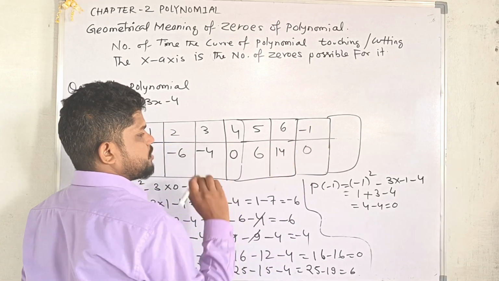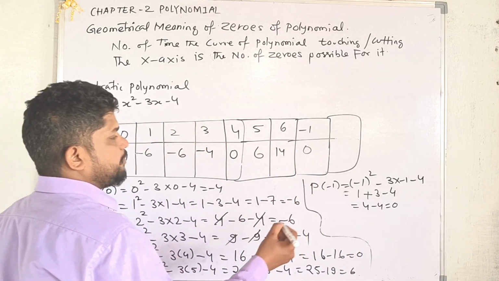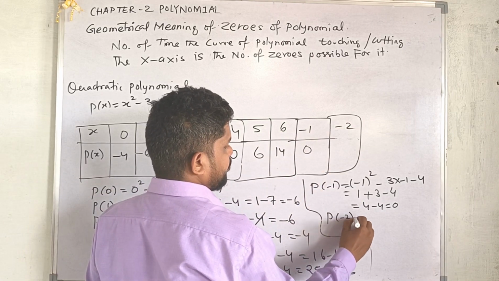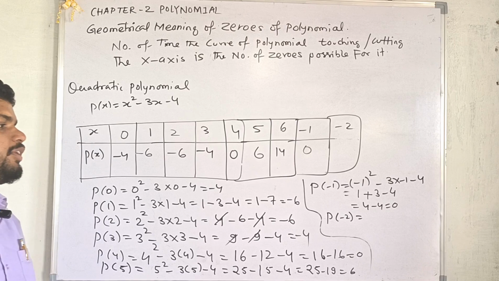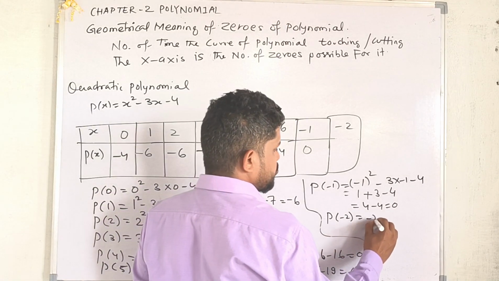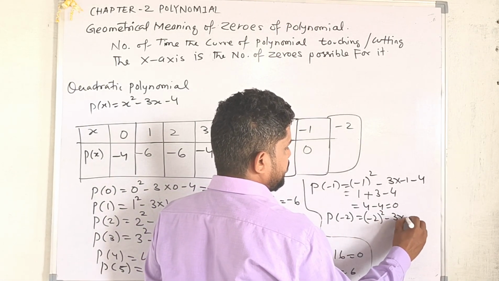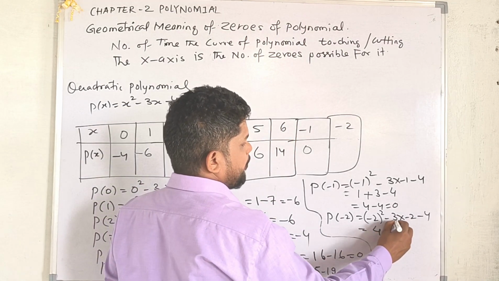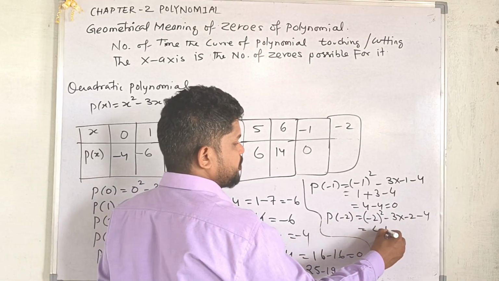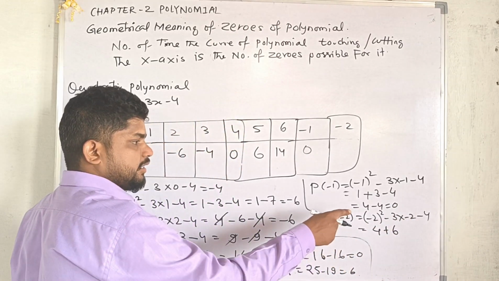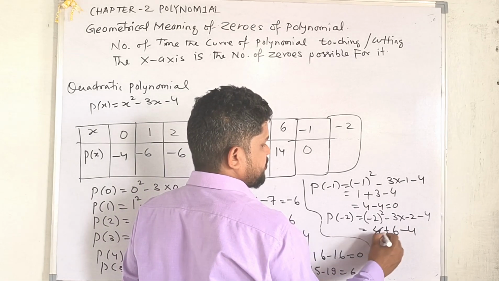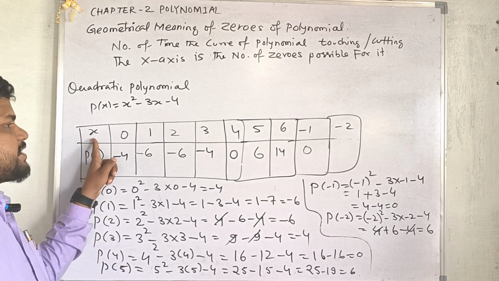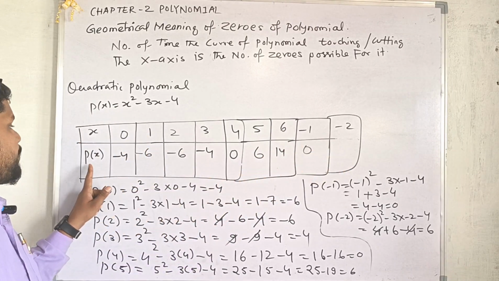So minus 1 is equal to 0. Now take another number. Suppose x is equal to minus 2. Putting the value x equals minus 2, we get p of minus 2 is equal to minus 2 square minus 3 into minus 2 minus 4. Minus 2 square is 4. Minus 3 into minus 2 is just positive 6, and then minus 4. So minus 4 will get cancelled, only 6 will remain. So for x equal to minus 2, we are getting p of x equal to 6.